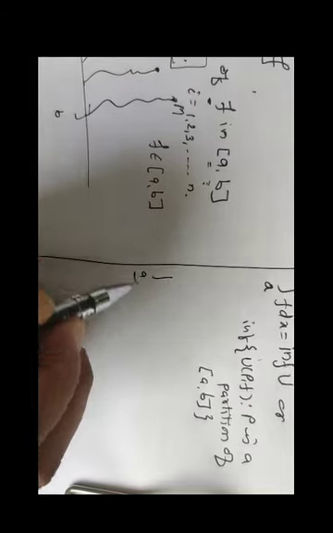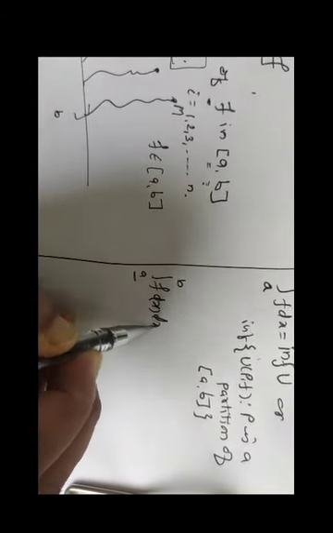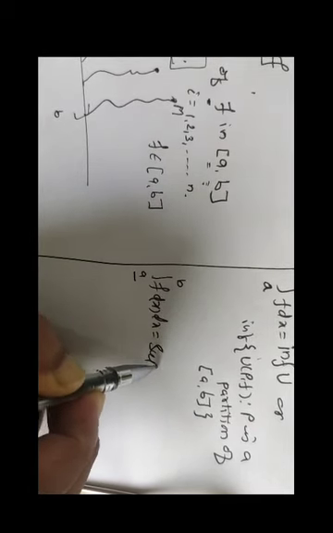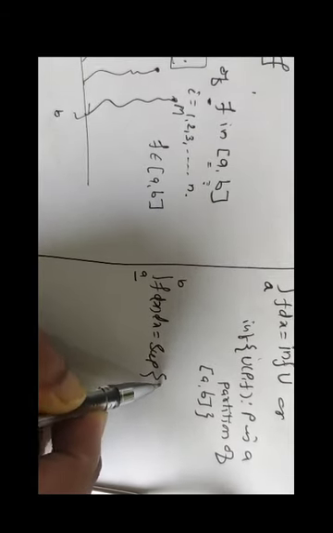Similarly, we can define the lower integral from a to b of f(x) dx, which is equal to the supremum, that is the least upper bound, of L(P,f), such that P is a partition of the closed interval [a, b].